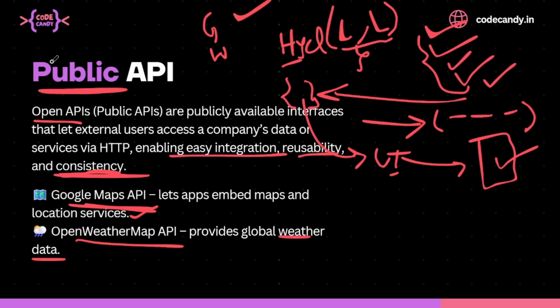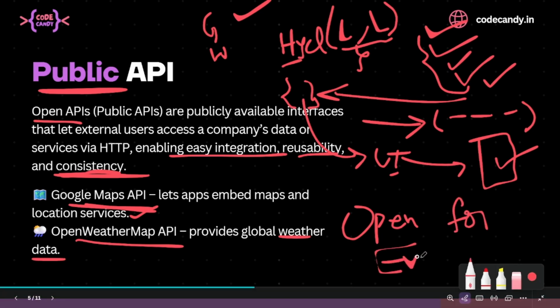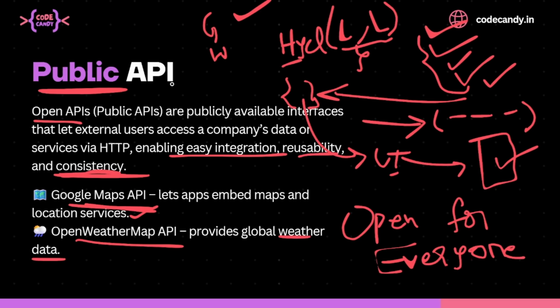This public API means open for everyone. This is the key term you need to know for public API. Whenever you see an API which is public, you should know one thing: it is open for everyone and anyone can use it.